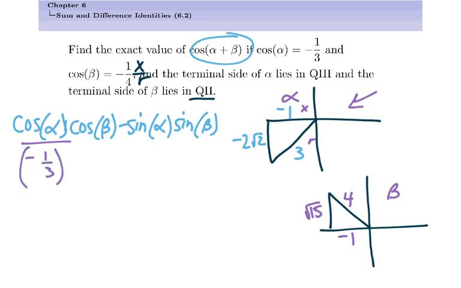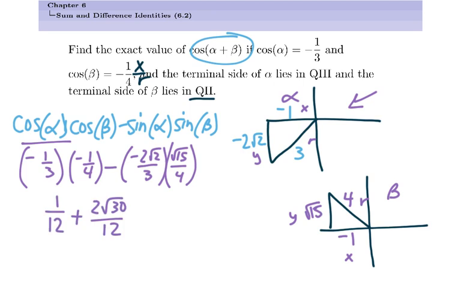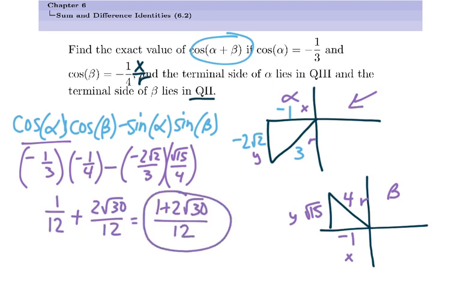Find cosine of beta, x over r. So it's going to be negative 1/4. Minus sine of alpha, so it's going to be y over r. Sine of beta, y over r. Multiply, and then combine. For this one, I will not simplify any further since 12 does not go evenly in and there's no common factors with 1, 2, and 12, besides 1.